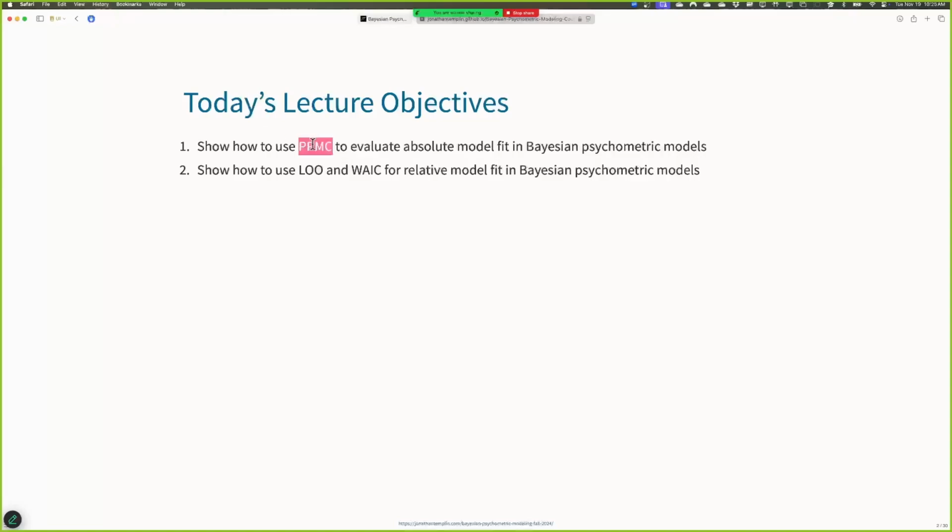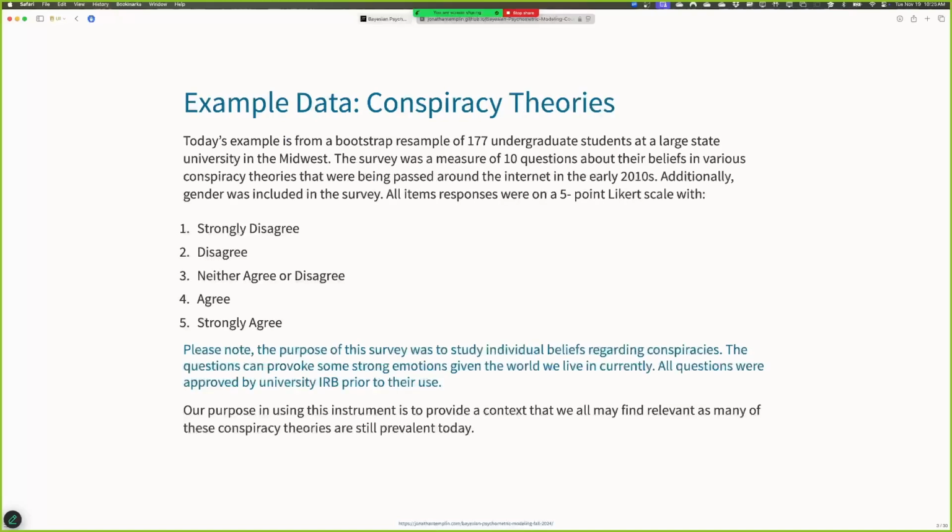We're going to talk about the same methods we learned in the linear models. PPMC for absolute model fit. Remember, PPMC stands for posterior predictive model checking. LOO, which is leave one out, and WAIC, Watanabe Akaike information criterion. Those are comparative for relative model fit. Both of those tell us different stories. Like absolute model fit, that's important in psychometrics, but we'll get into that.